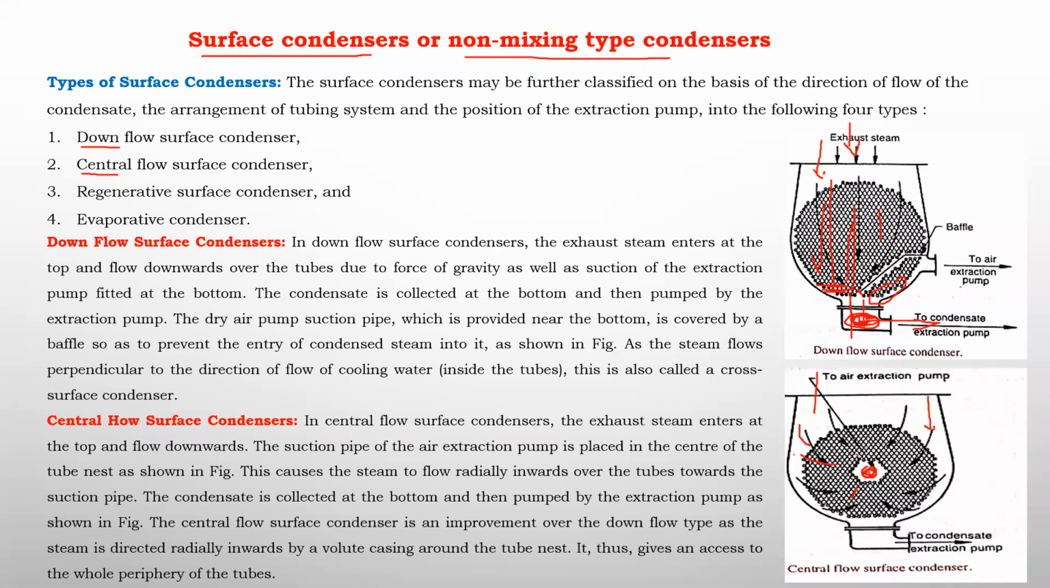If you observe the same thing here at the center, an air pump is placed. It creates a vacuum, so that whatever steam enters here will be diverted first towards the center. While moving to the center, because the water is circulated inside the pipes and the steam circulates over the pipes, the steam will get condensed, and the condensate will be collected at the bottom, and it falls because of higher density.